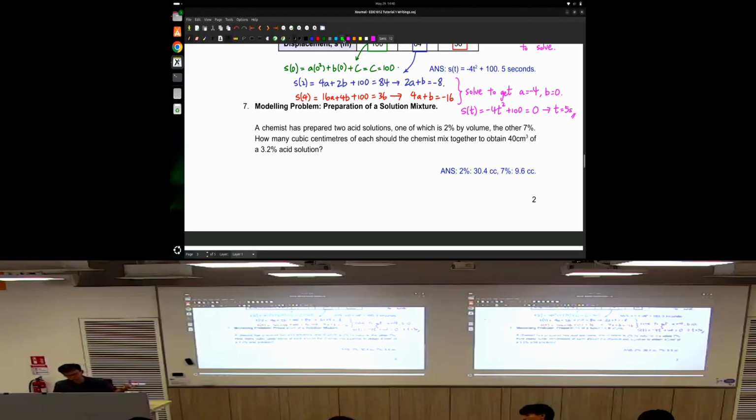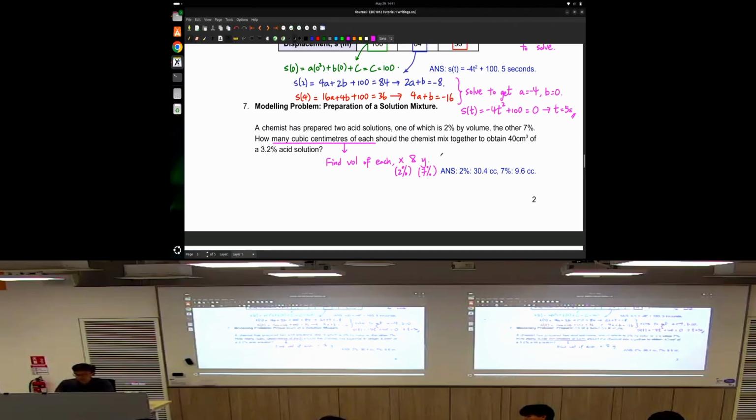So how you model this is how many cubic meters of each, correct or not? So therefore, you just define, to find the volume of each. So say x and y, okay? So x and y, right? So x is the 2% one, let's say. Then the y is the 7% one. I mean, it doesn't matter which is which. Okay, so I just label x for the 2%, y to be the 7%.